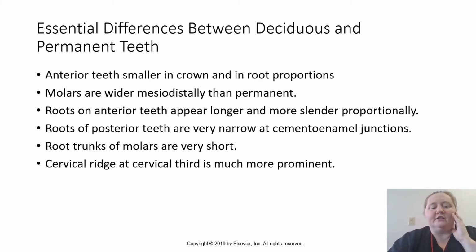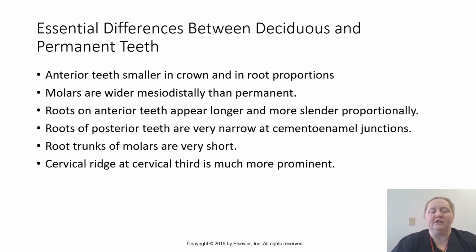So what are the differences between deciduous teeth and permanent teeth? The anterior teeth are going to be smaller in crown and in root portions, okay? Their mouth just isn't big enough, right? Molars are going to be wider mesiodistally, okay? So that means when you're looking at it, the buccal is going to be wider. Then they are buccal labially, okay?